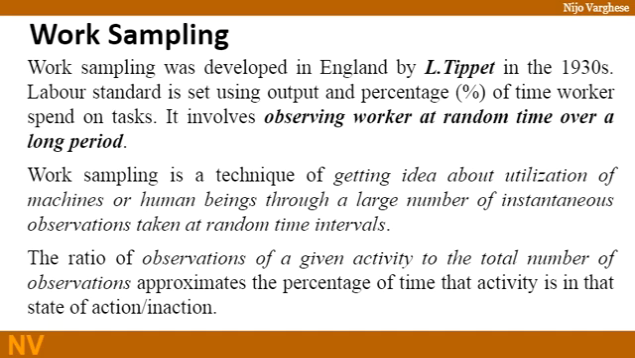In the same case, if the total number of observations is 100 and 80 times when he observed, the worker is doing the work, in that case we can say that 80% the worker is in action and 20% the worker is in inaction. Worker is not acting.